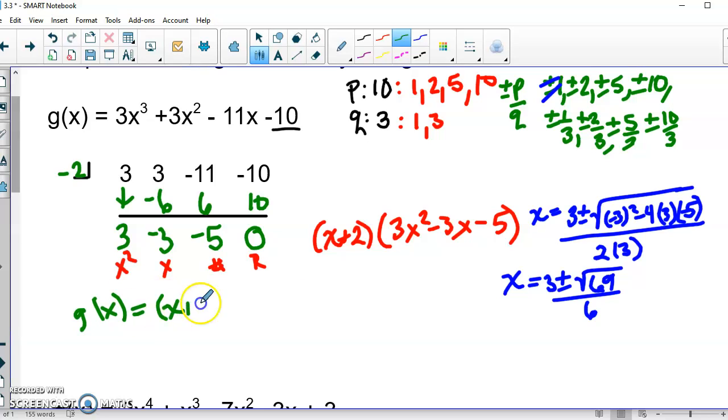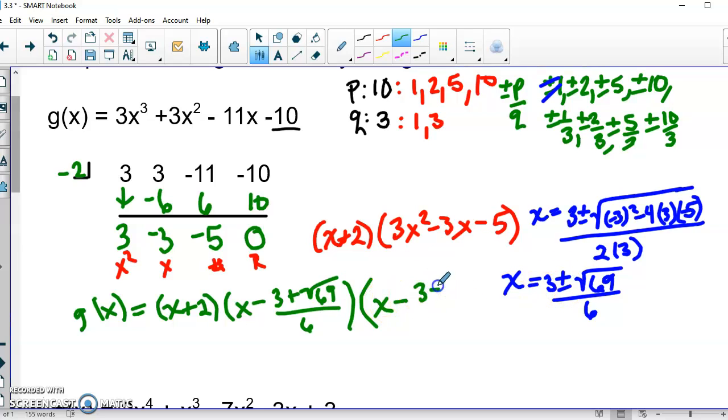This in factored form is x plus 2, x minus our other roots. So one of our other roots is 3 plus the square root of 69 over 6, and our other root is minus. All right, so if we were asked to write it in factored form, this is what we could write.